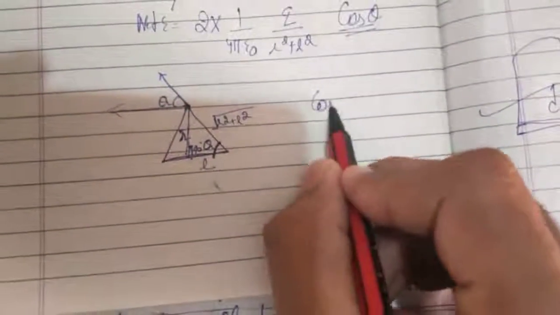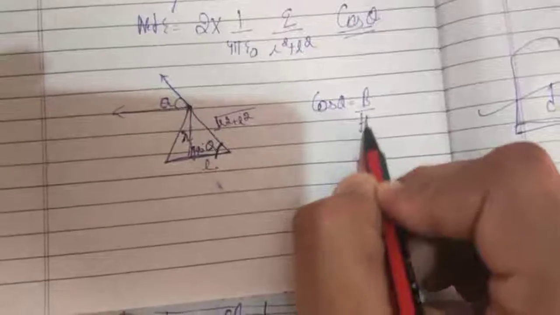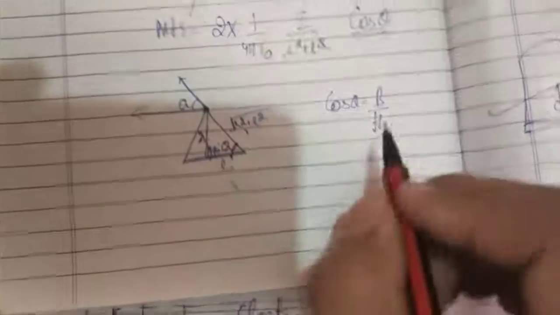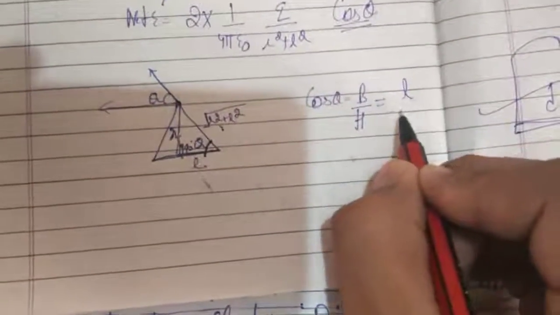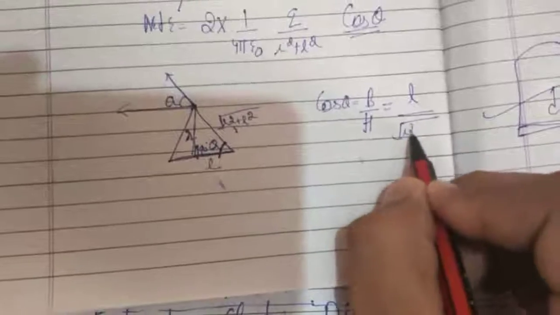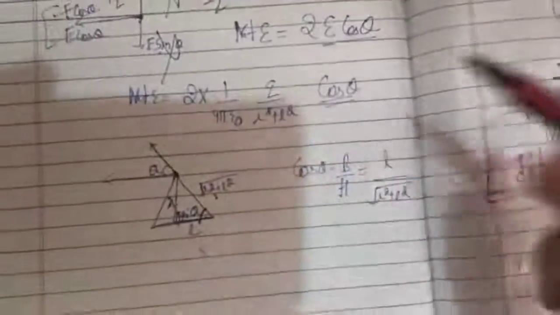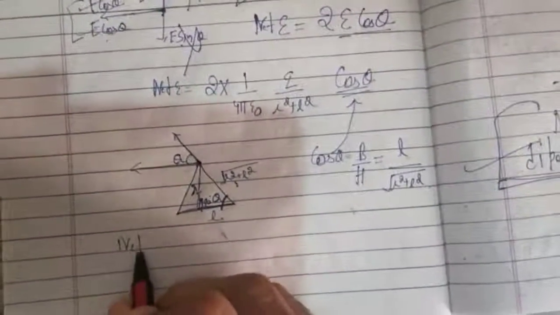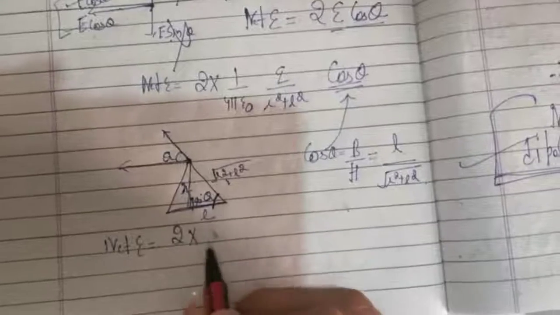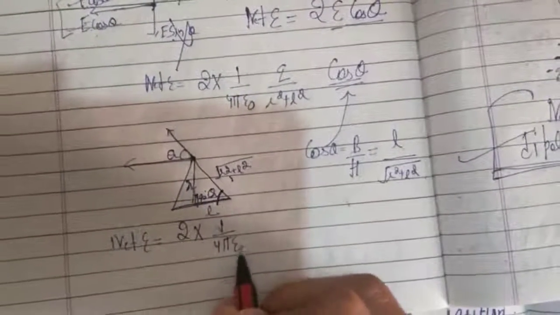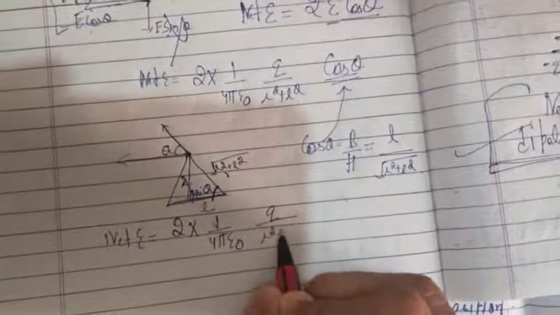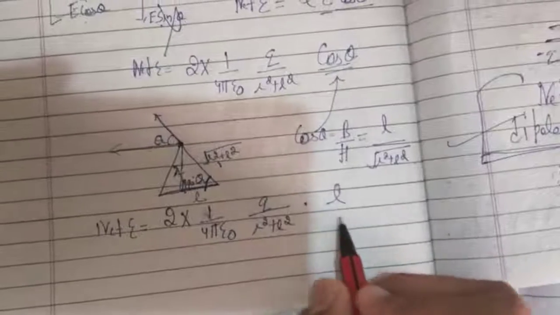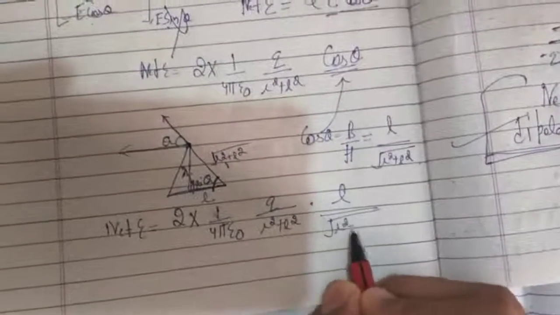And what is the value of cos theta? Base upon hypotenuse. What is base? Base is L. And what is hypotenuse? Under root R square plus L square. What is base? Base is L. Hypotenuse is under root R square plus L square. That means you have got the value of cos theta, which you are going to put here. So net E is 2 into 1 upon 4 pi epsilon naught Q upon R square plus L square. What is the value here? Cos theta, L upon under root R square plus L square.